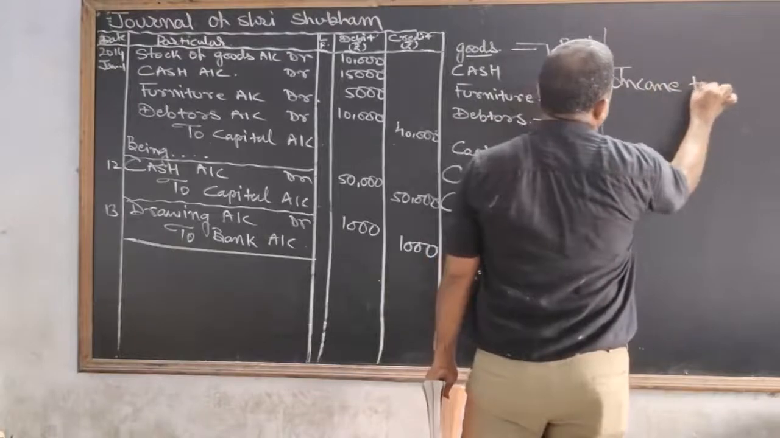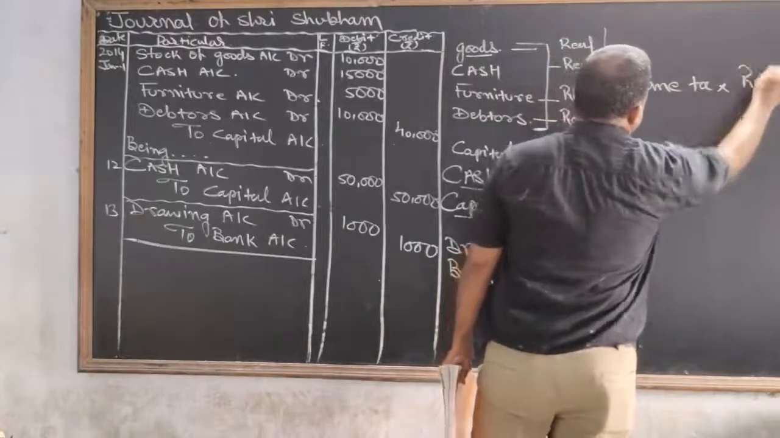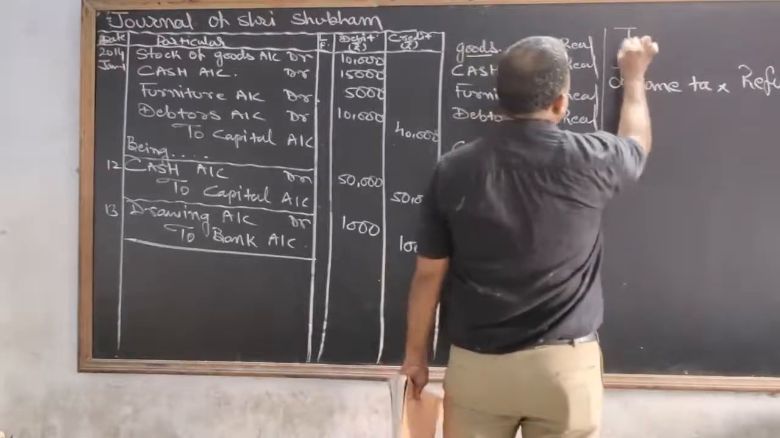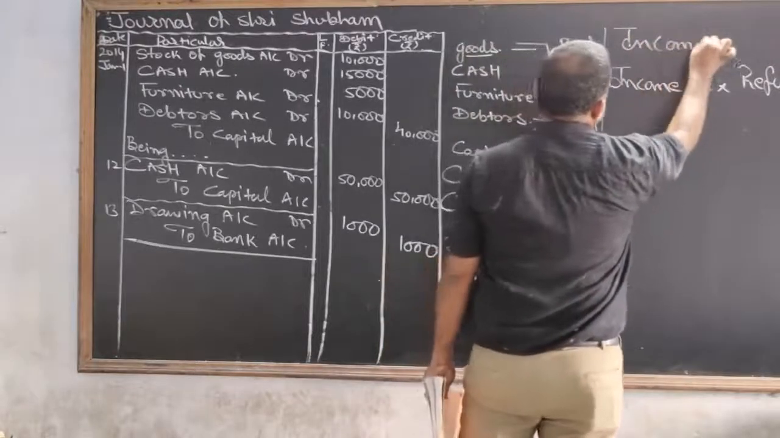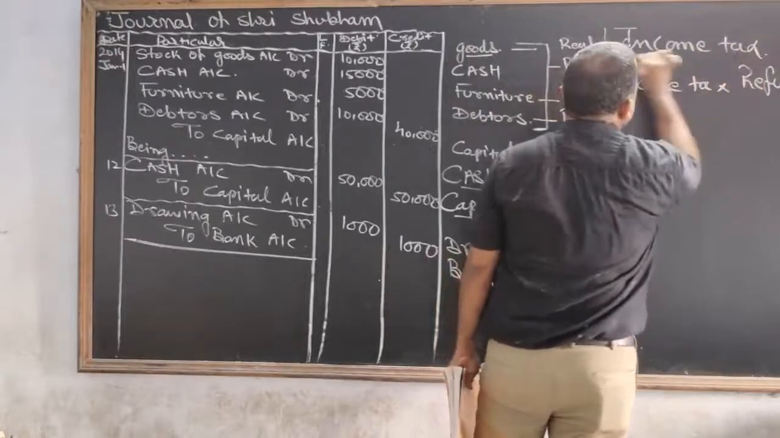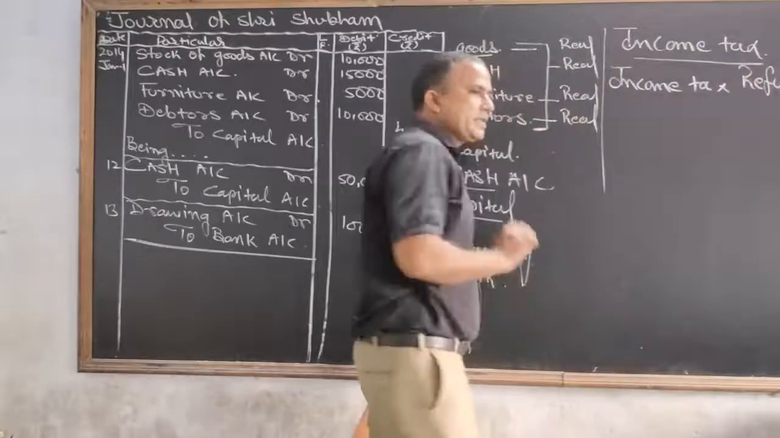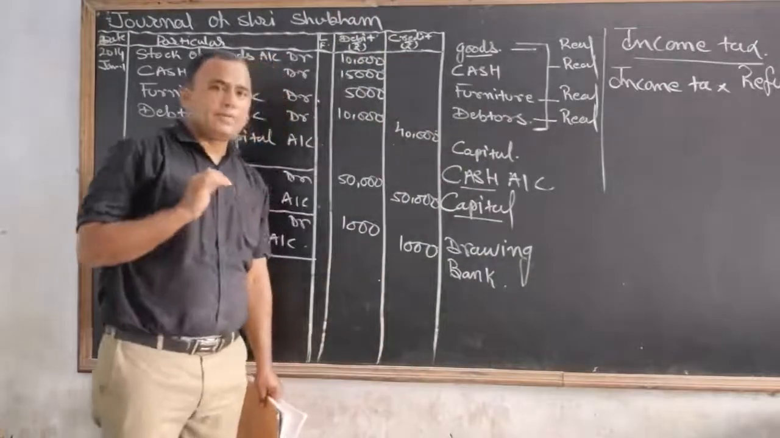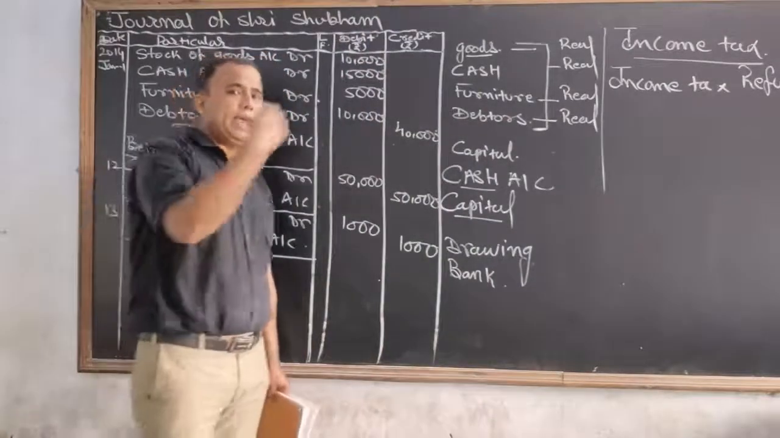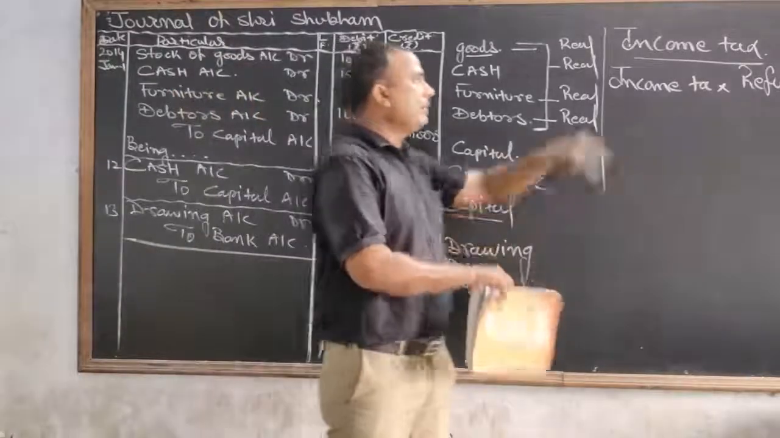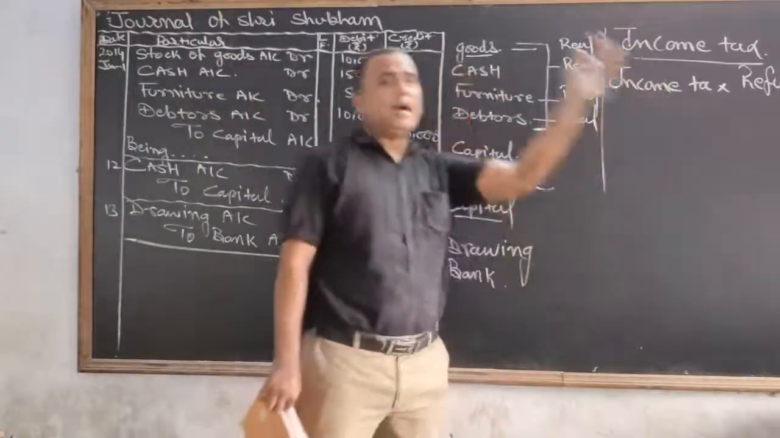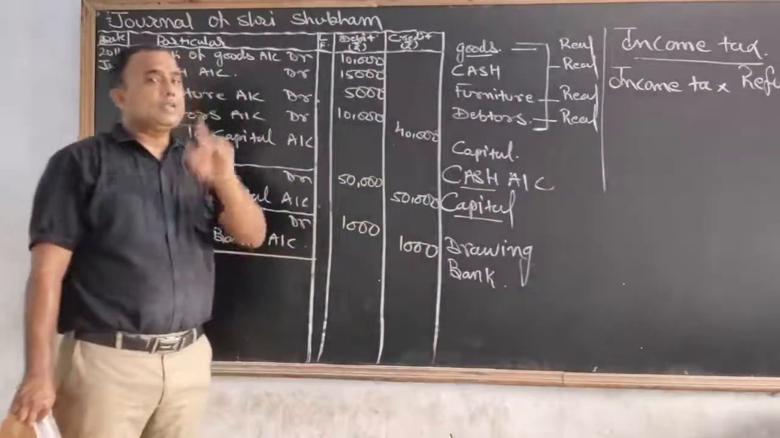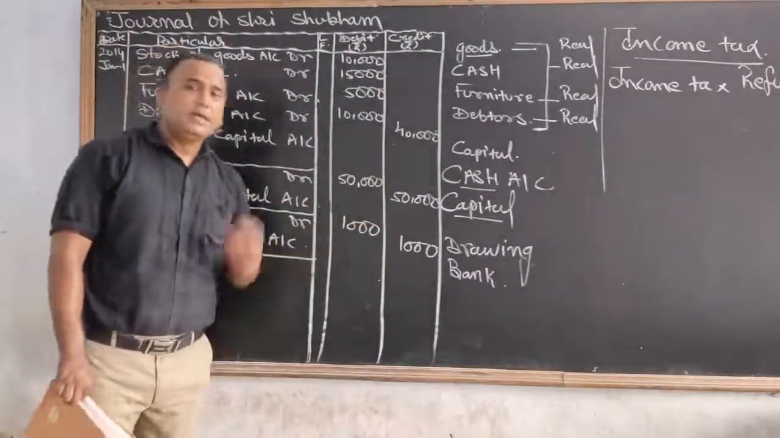Income tax refund. Now we all know that income tax is a personal expense for the business. It is a personal expense of the owner. Sometimes the owner pays an excess amount of income tax, and then the income tax department returns this amount. That is known as an income tax refund.